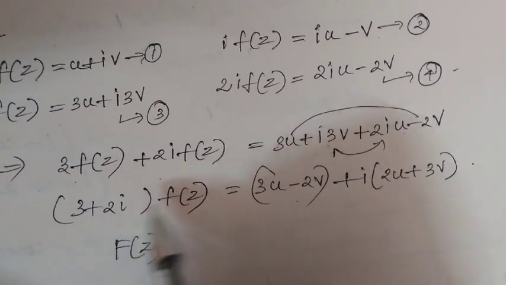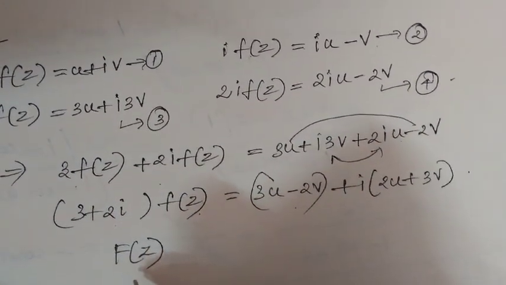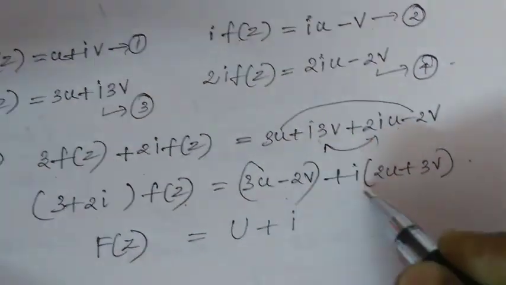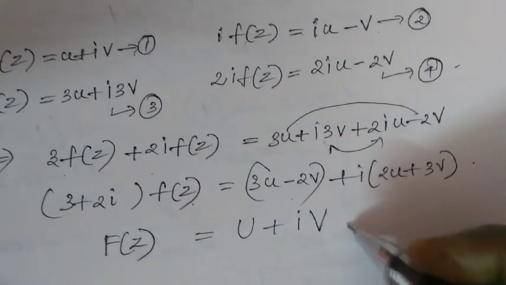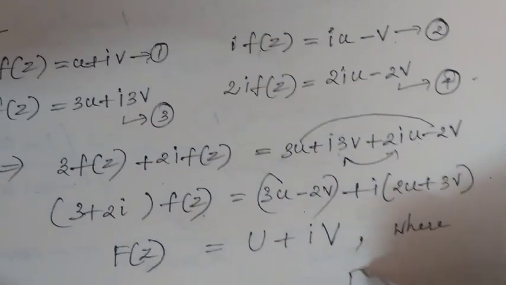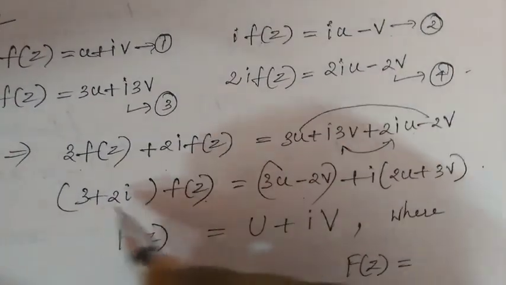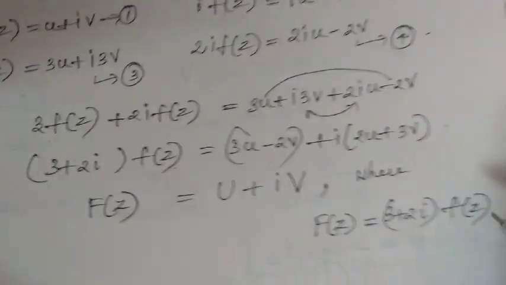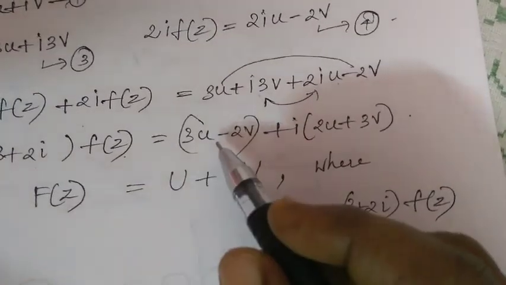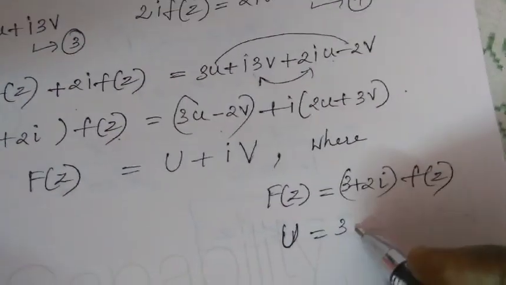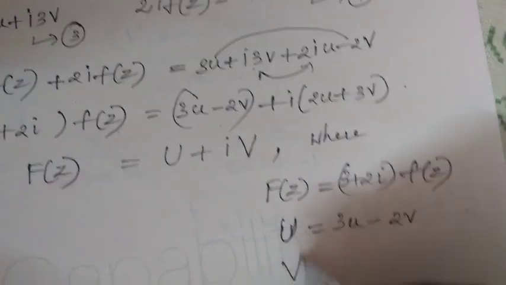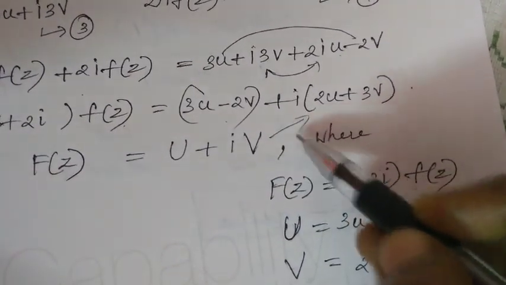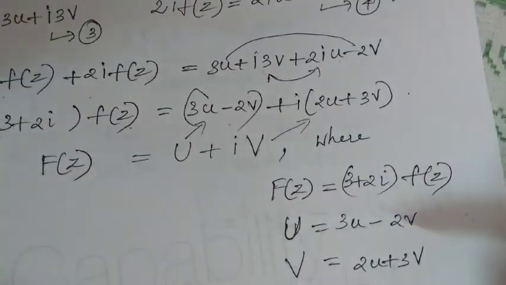Now we'll write this as capital F of z. The left hand side you have 3 plus 2i small f of z. This I am replacing as capital F of z, and that is equal to this whole term. Let me write it as U plus iV. This term we'll write as capital V. Okay. So if you want, you can describe what it is. Capital F of z is what for us? It's 3 plus 2i into small f of z, and your capital U, what's capital U here? It is 3u minus 2v, and capital V is equal to 2u plus 3v. See here, by comparing this, I am writing what is capital V and what is capital U, right?